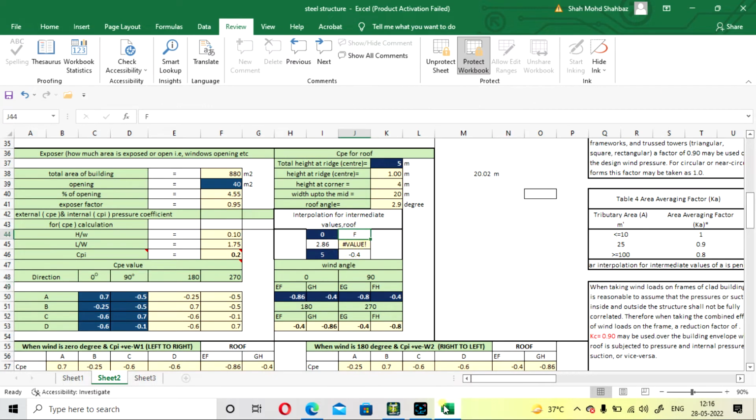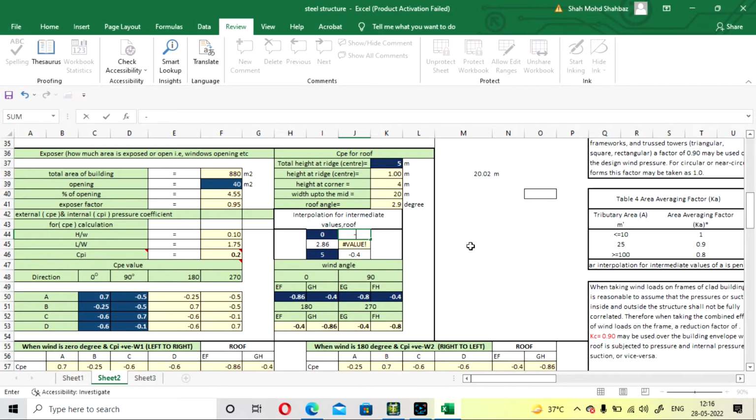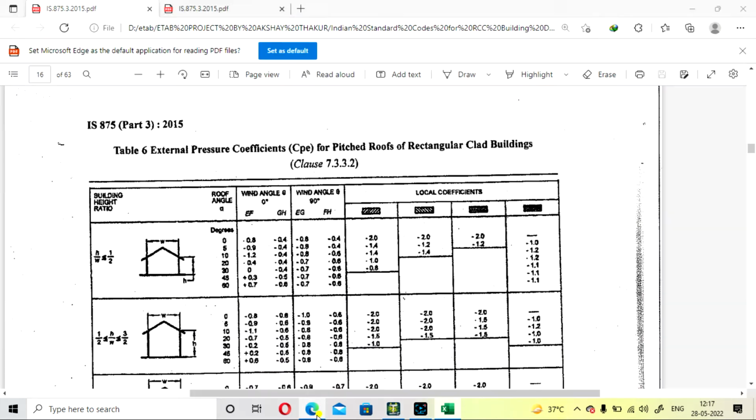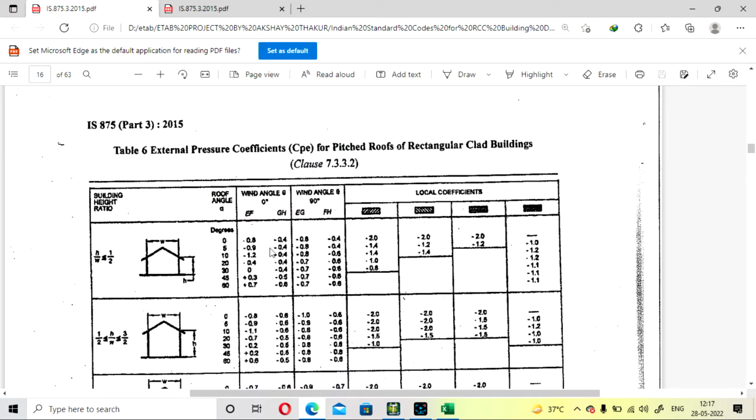Okay, now it changes. So our values are minus 0.8 and minus 0.9, minus 0.8 and minus 0.9. Okay, so your interpolated value is minus 0.86. You have to fill it here in EF because we are calculating for EF. Okay, so minus 0.86.